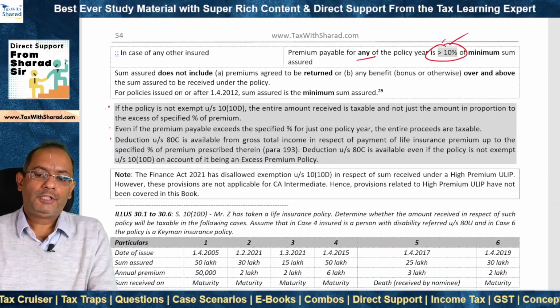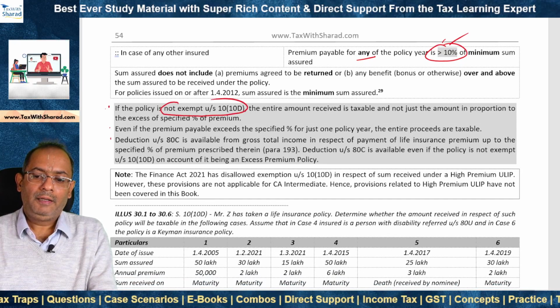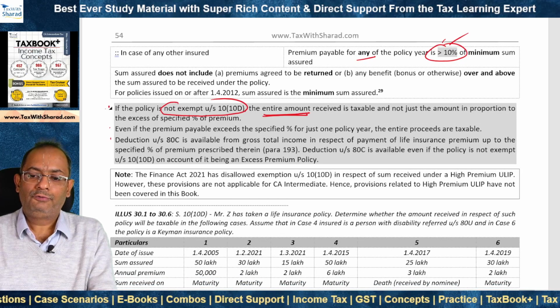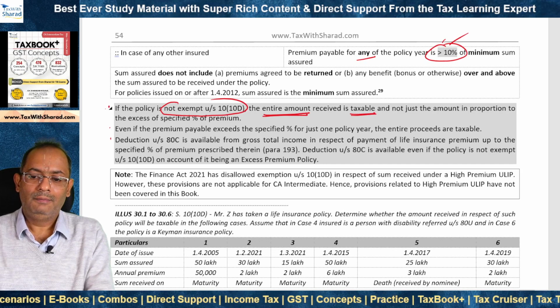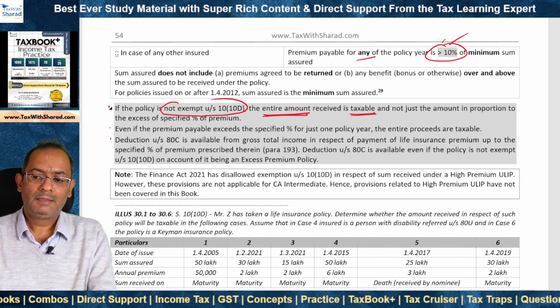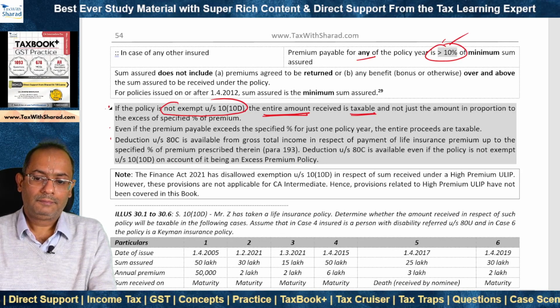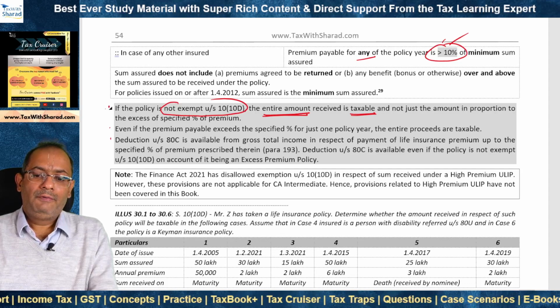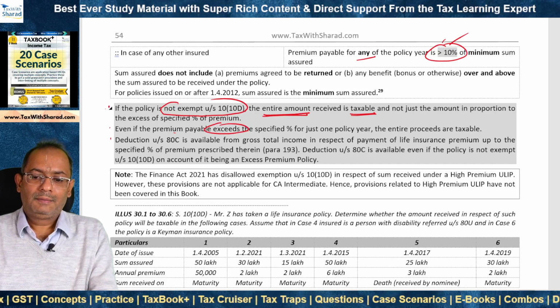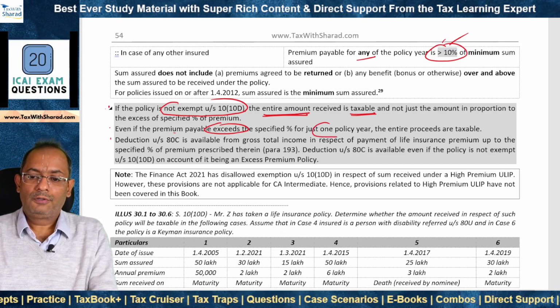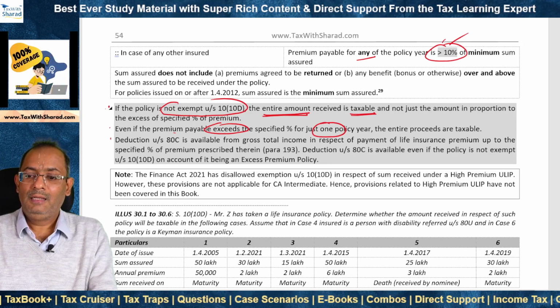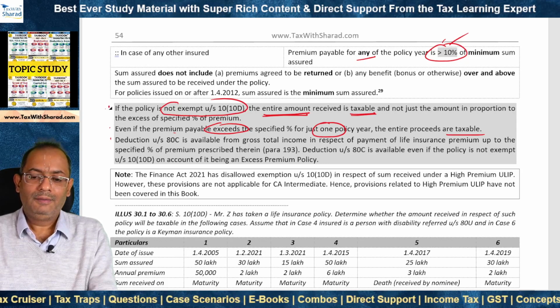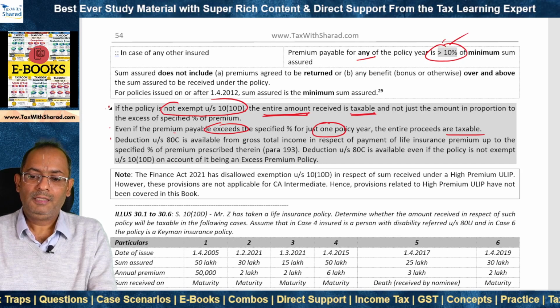Now, if the policy is not exempt under section 10(10D), the entire amount, the full amount which is received, is taxable. Even if the premium payable exceeds the threshold for just one policy year, even then the entire proceeds are taxable.